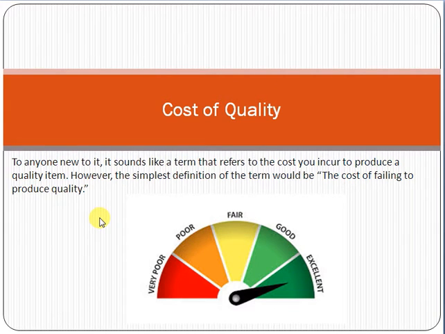Today we'll discuss a topic: cost of quality. Friend, this is a very important topic with respect to project management. We will see this topic in detail, and in project management this topic pertains to quality, basically the quality chapter. So we will see this topic in detail with respect to project management.